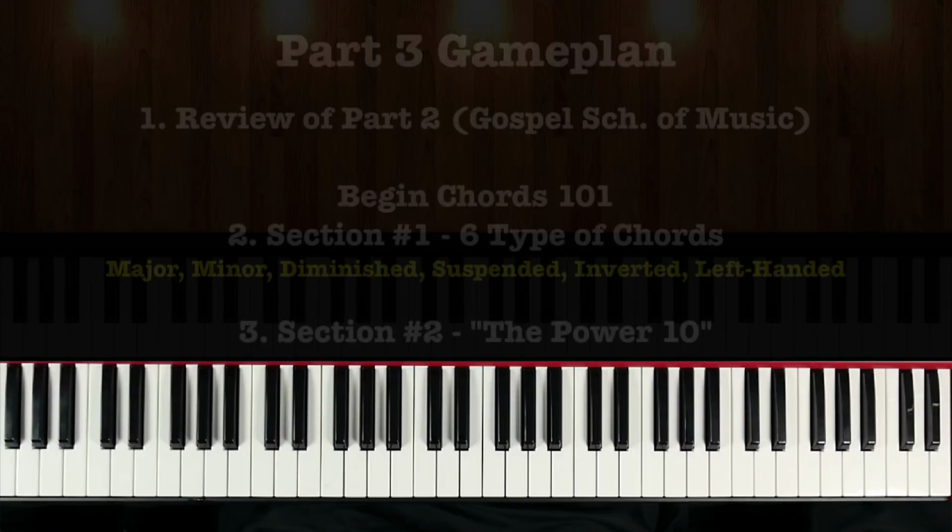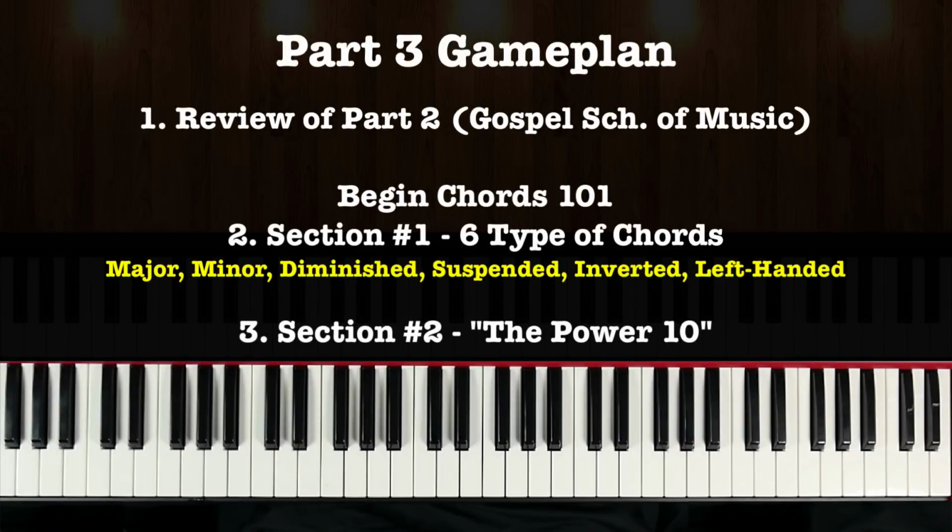So here's our game plan for today. We're going to do a short review of what we covered in part number 2 of the Gospel School of Music. Then we'll get started with Chords 101, which will be broken down into 2 sections. In section 1, we're going to take a detailed look at the 6 most important types of chords you must know, which includes the major, the minor, the diminished, the suspended, inverted, and left-handed chords.